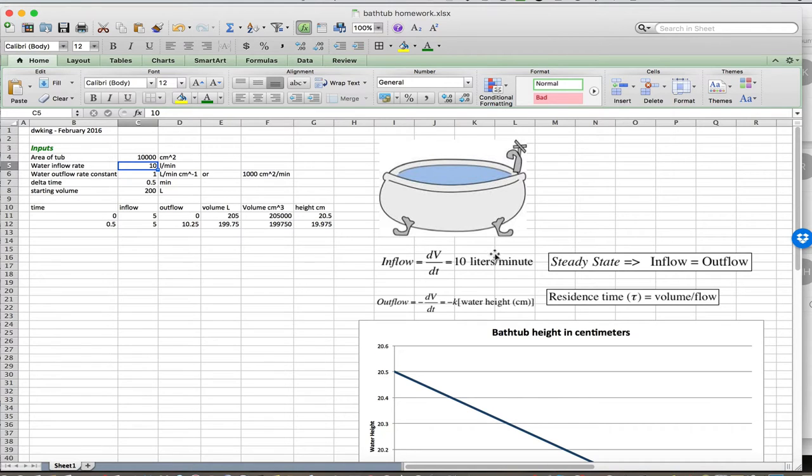All right, water flows in as a zero order process. It's a constant. Water flows out as a first order process, and it is only a function of the water height in the tub. Delta time is 0.5. We can consider this the simulation time. In these numerical approaches, we're going to calculate the water level in the tub over, say, 20 or 30 minutes.